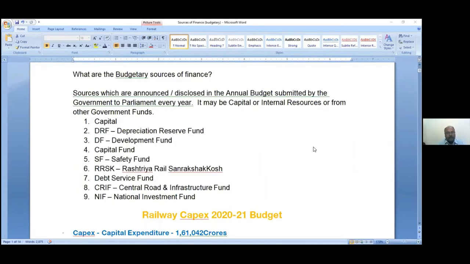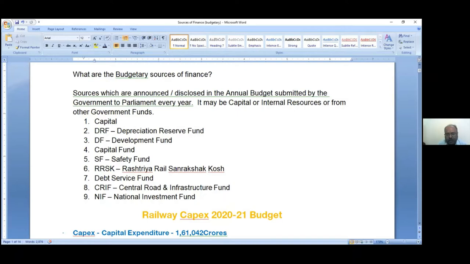These are capital provided by the Government of India, DRF (Depreciation Reserve Fund), DF (Development Fund), Capital Fund, Safety Fund, RRSK (Rashtriya Rail Sanrakshit Kosh), and Debt Service Fund, also called Railway Liability Reserve Fund. These two funds are outside the scope of railways, that is CRIF and NIF. CRIF stands for Central Road and Infrastructure Fund, but we are utilizing part of this amount for railway infrastructure, as well as the National Investment Fund. So these are all the provisions made in the annual budget regularly.